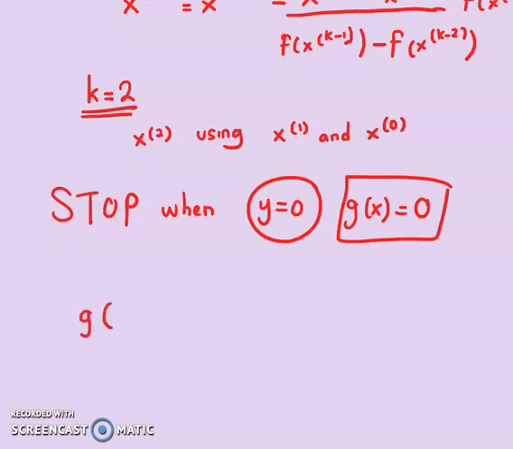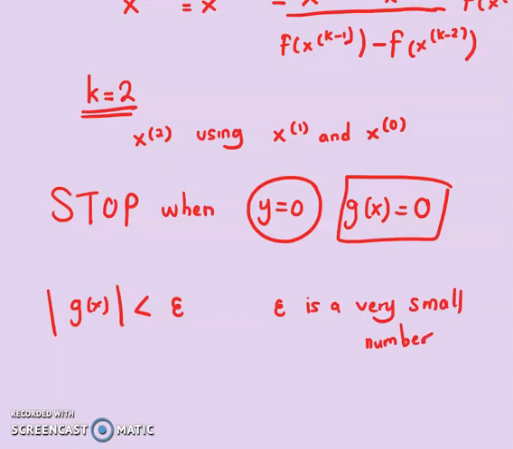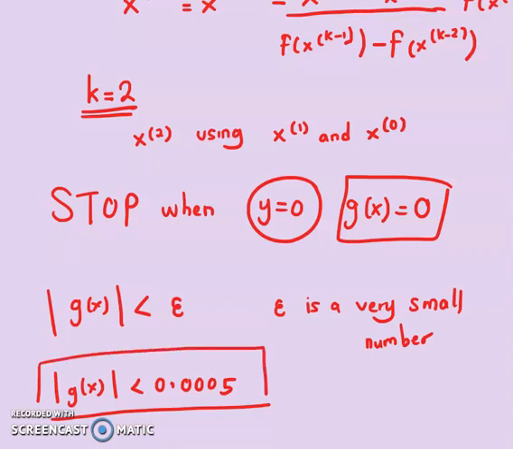Let's say g(c), where c is an interval or any interval. Let me just put it easier. We stop when |g(x)| is less than epsilon, where epsilon is a very small number. In this case, we can say, let's say 0.0005. So you keep the iteration going until you satisfy this condition, and then you stop. Now your root will be whatever the kth value of x.